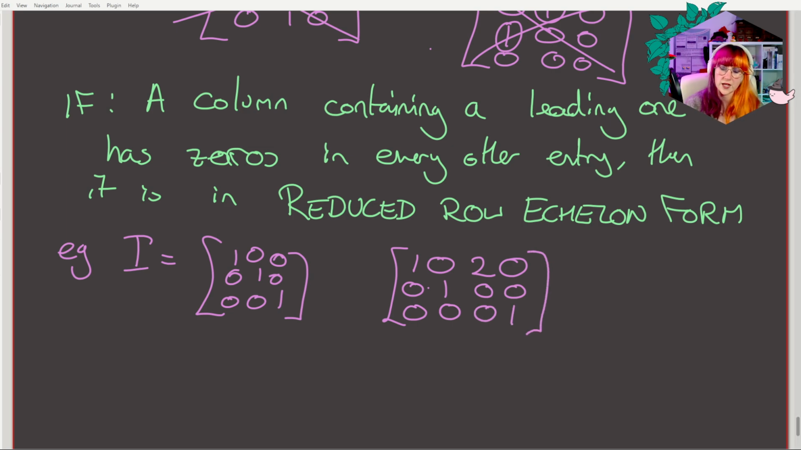That is also in reduced row echelon form because this column doesn't contain a leading one, so it's allowed to have a 2 in it. But the first, second, and fourth columns have to have zeros everywhere aside from the leading ones. If there was something here, if this was also a value of 1, then this would now be in row echelon form, not reduced row echelon form.